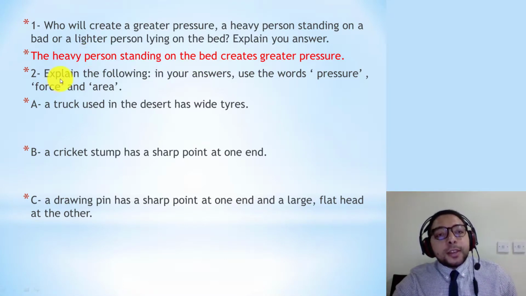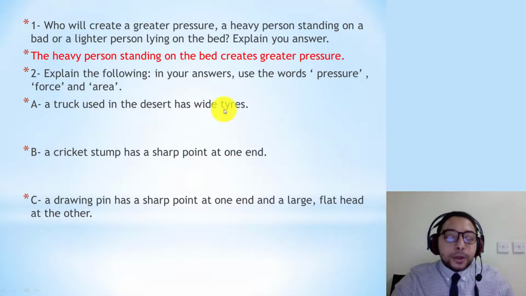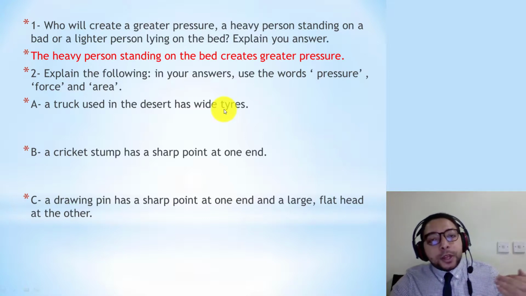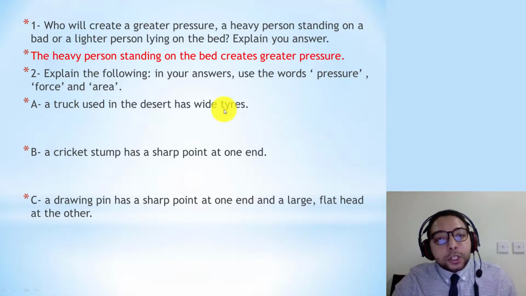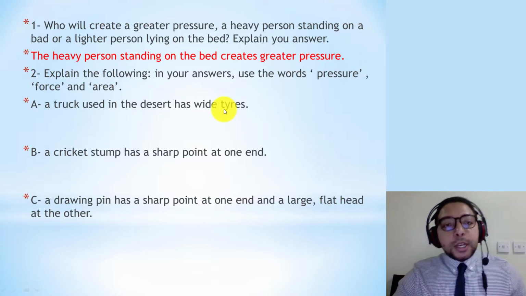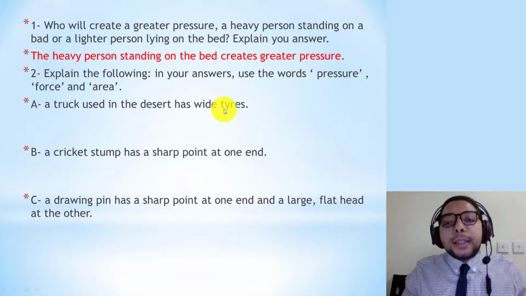Second question, explain the following in your answers. Use the words pressure, force, and area. A truck used in the desert has wide tires. Do you remember the second last picture that we discussed together? We said if the tires are very wide, this means that the force is spread on a larger area, so the force will be scattered and the pressure is going to be very low.